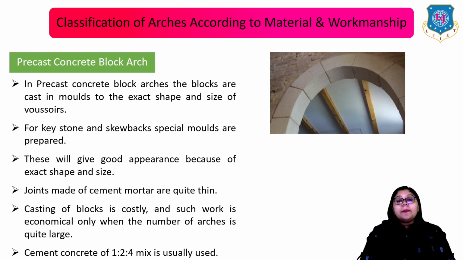This will give a good appearance because of exact shape and size. Joints made of cement mortar are quite thin. Casting of blocks is costly and such work is economical only when the number of arches is quite large. Here the cement concrete of 1:2:4 mix is usually used.